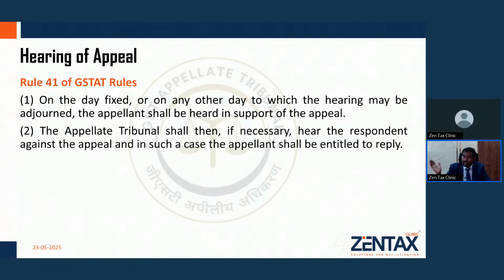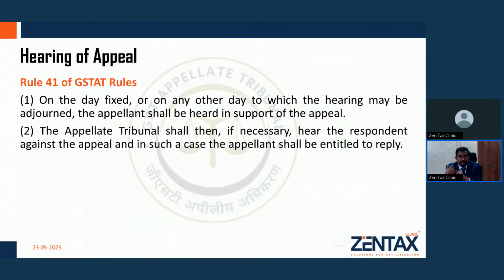After they make the submission, is it over, or do you have one more opportunity to counter the submissions made by the respondent? That is where Rule 41 sub Rule 2 very clearly goes on to say the appellate tribunal shall then, if necessary, hear the respondent against the appeal, and in such a case, the appellant shall be entitled to reply. It's extremely important. The assessee shall be entitled to reply. But it is not mandatory to hear the respondent; only if the appellate tribunal thinks that it is necessary, it shall hear the respondent against the appeal.